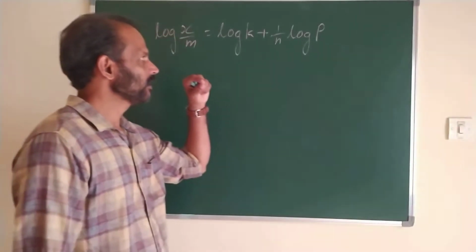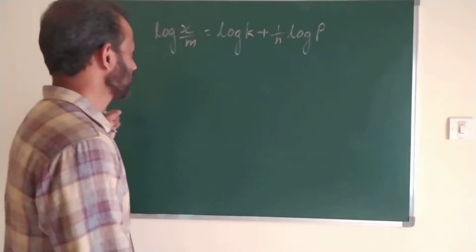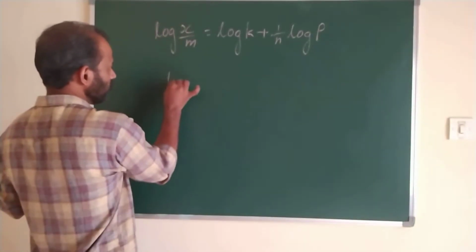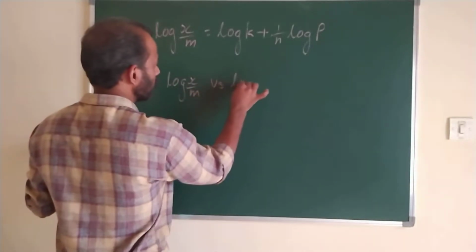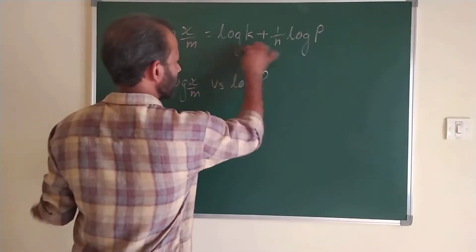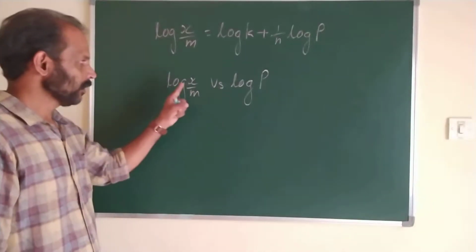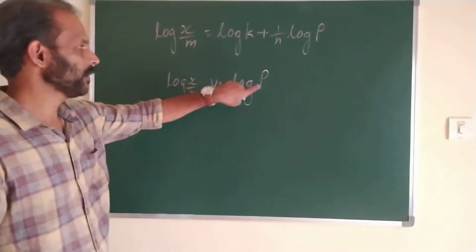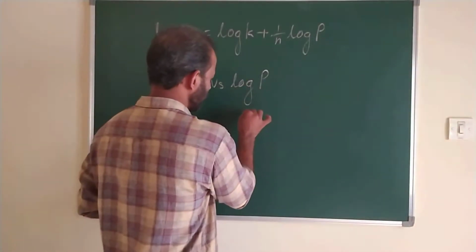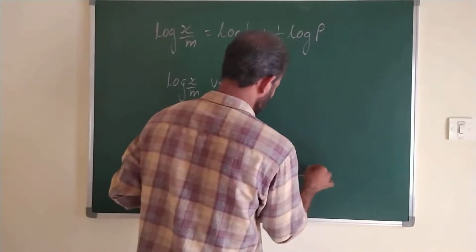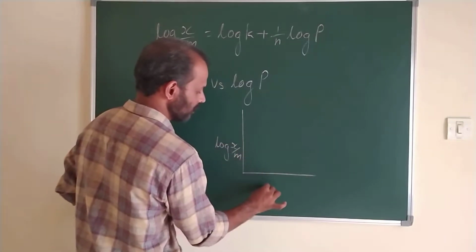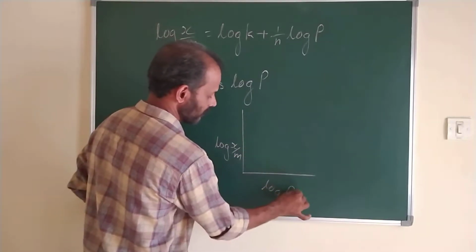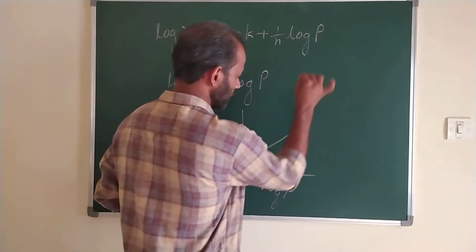One point I forgot to discuss is the plot of log x by m versus log p. This is a straight line equation. So log x by m versus log p gives a straight line.